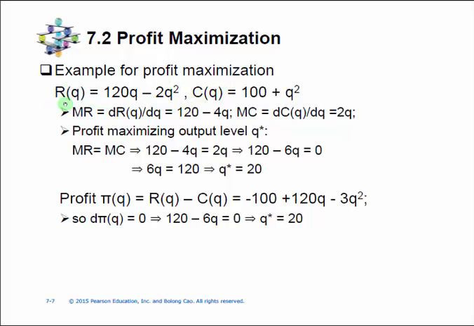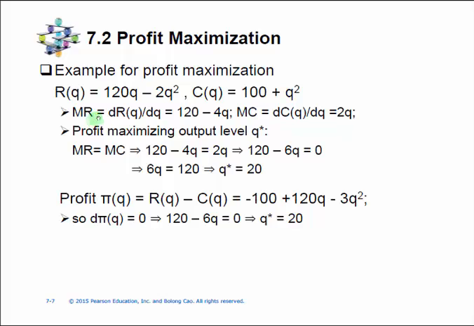Look at our revenue function. It is 120 times Q minus 2 times Q squared. Okay, it's a constant times Q and a constant times Q squared. So this is the revenue function, and the cost function is 100 plus Q squared.